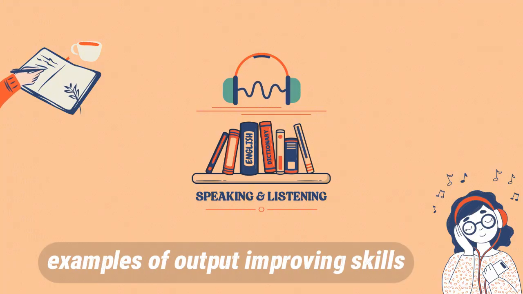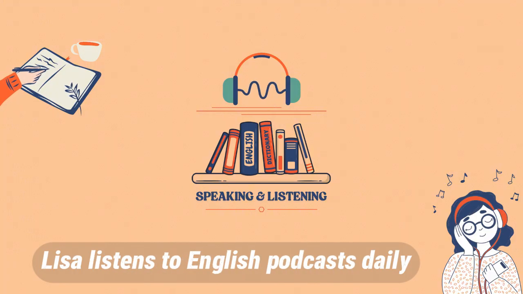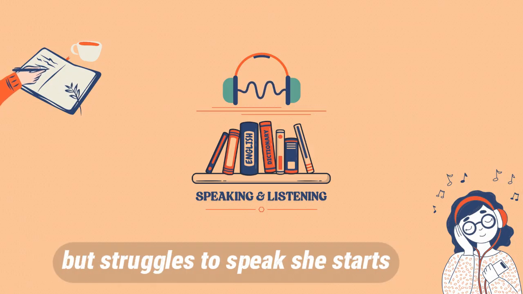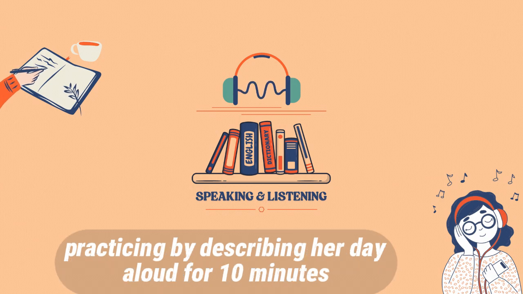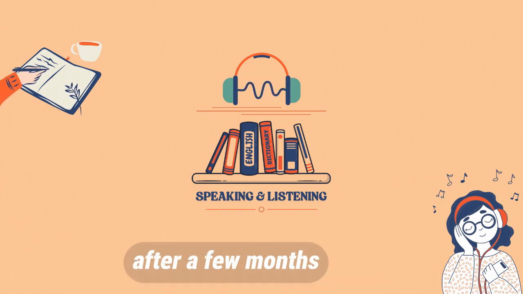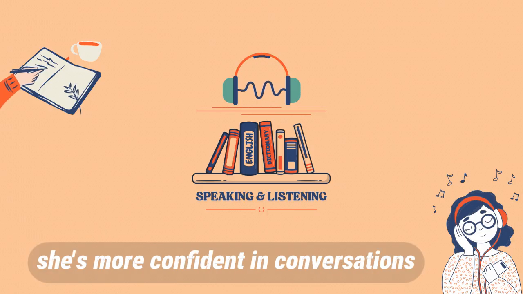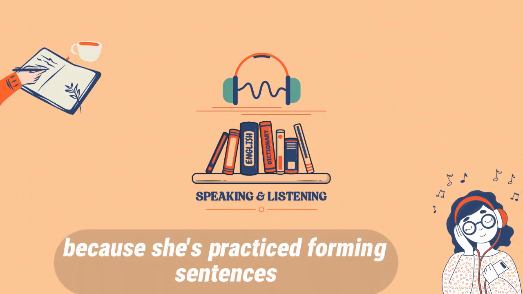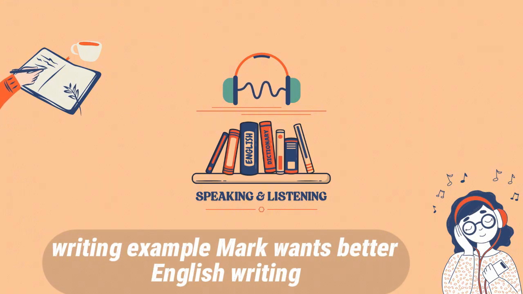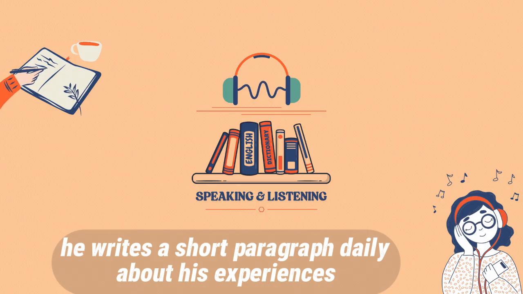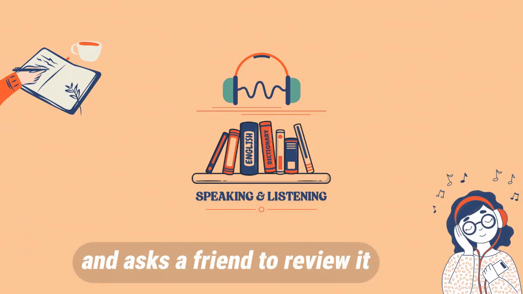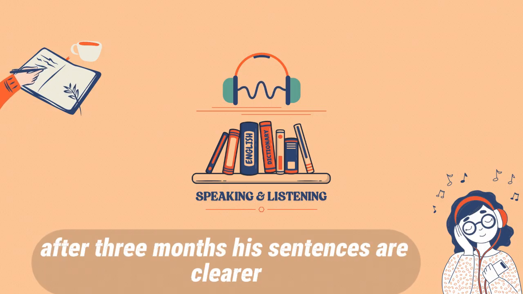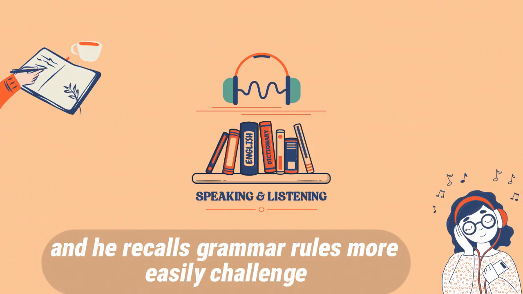Examples of output improving skills. Speaking example: Lisa listens to English podcasts daily but struggles to speak. She starts practicing by describing her day aloud for 10 minutes. After a few months, she's more confident in conversations because she's practiced forming sentences. Writing example: Mark wants better English writing. He writes a short paragraph daily about his experiences and asks a friend to review it. After 3 months, his sentences are clearer, and he recalls grammar rules more easily.